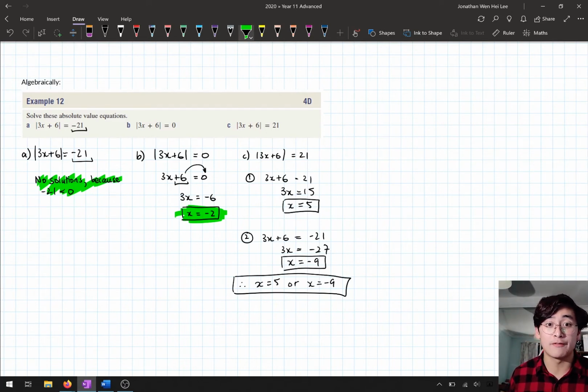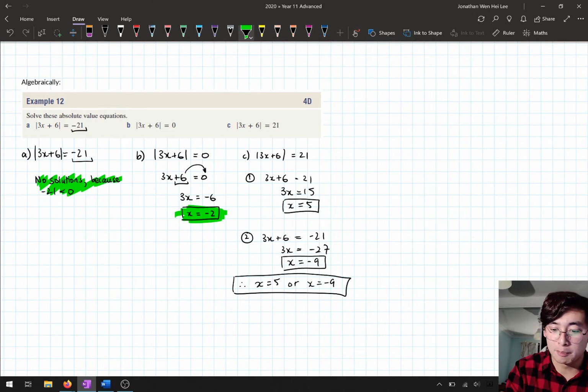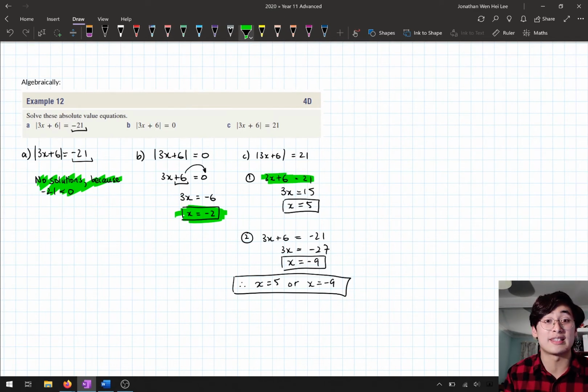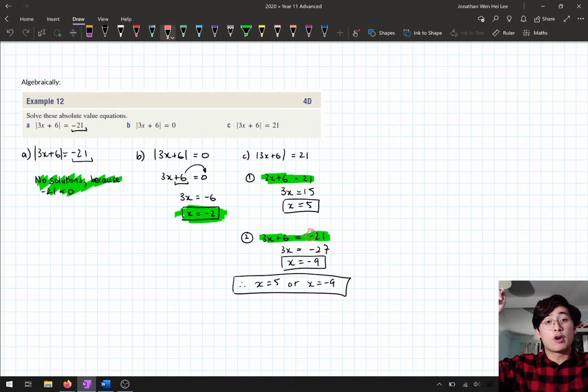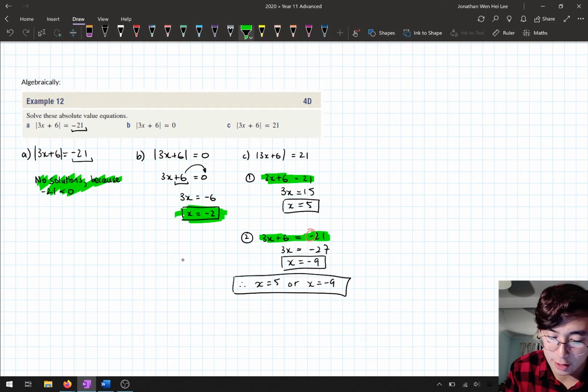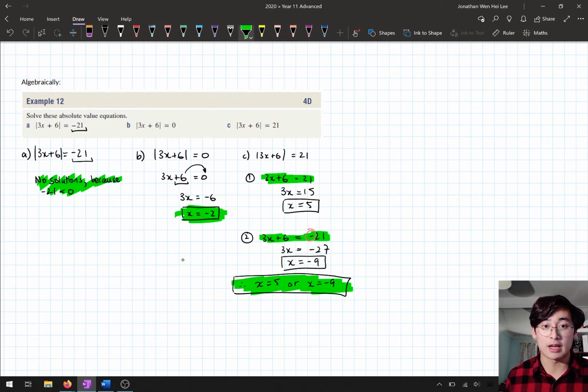And the final example is if it's a positive number, and this is the most common case that you're going to deal with, you're going to have to look at the positive case, so when 3x plus 6 is equal to 21, and also the negative case when 3x plus 6 is minus 21, and I'm going to put a circle around that, because you've got two separate branches that you're solving for, two separate linear functions that make up your absolute value function. So here you're going to get not one solution, but actually two solutions. So this is the first example of solving absolute value functions algebraically by doing this method.